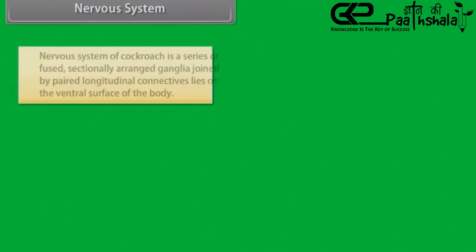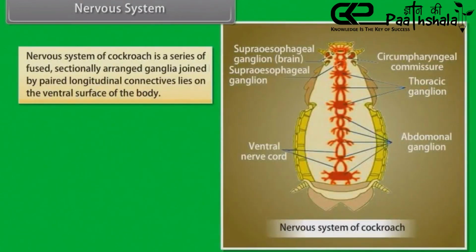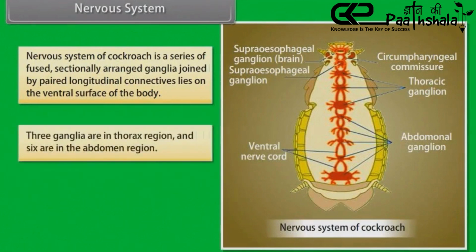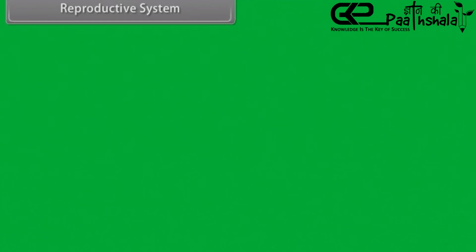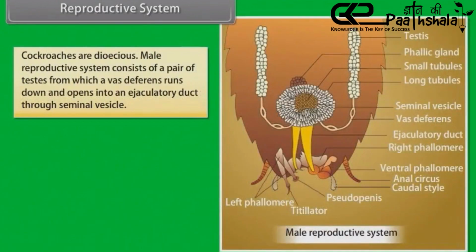Nervous system. The nervous system of the cockroach is a series of fused, segmentally arranged ganglia joined by paired longitudinal connectives, lying on the ventral surface of the body. 3 ganglia are in the thorax region and 6 are in the abdomen region. The brain is represented by the supraoesophageal ganglion in the head region, which supplies nerves to sensory organs, that is, antennae and compound eyes. Reproductive system. Cockroaches are dioecious.